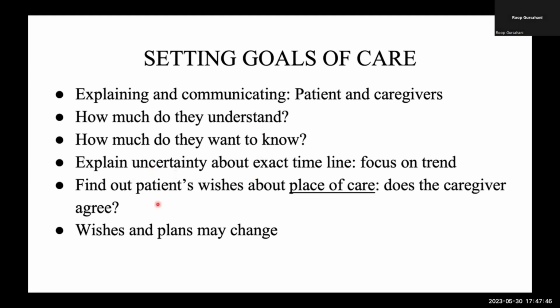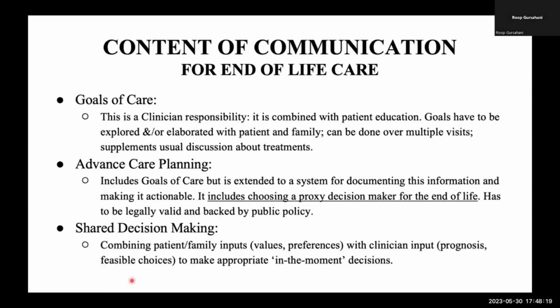Probably the simplest, easiest issue that you can sort out is to find out the patient's wishes about place of care. So when your illness becomes more severe, and perhaps we are looking at sometime, say, some months from now, where would you want to be? Would you want to go back to this hospital, or would you want to be at home? And if the patient is very clear, find out if the caregiver agrees. Of course, these wishes and plans may change.